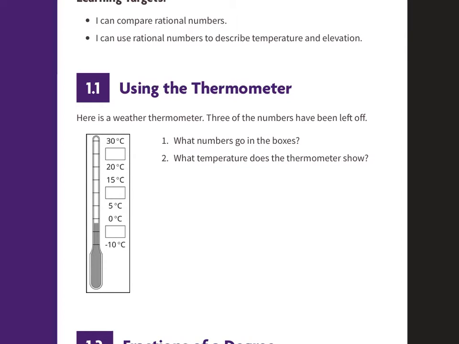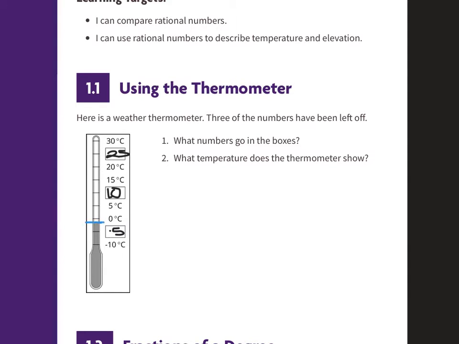All right, hopefully you've had a chance to fill out the boxes and answer the questions, so we'll get into it. If you notice, each of the numbers that are on the screen are 5 units apart. So that means even the numbers in the boxes are also going to be 5 units apart. So what's in between 20 and 30? Well, 25 is. What's in between 5 and 15? 10. What's in between 0 and negative 10? Negative 5.